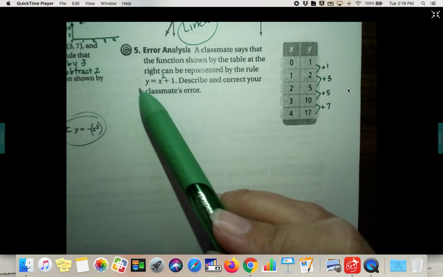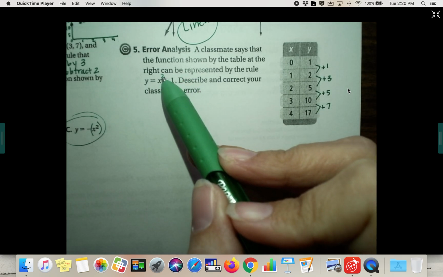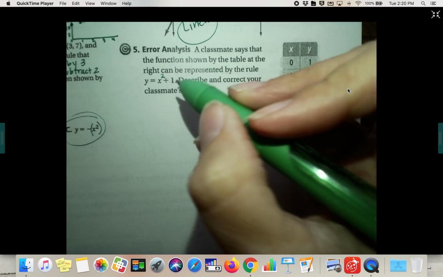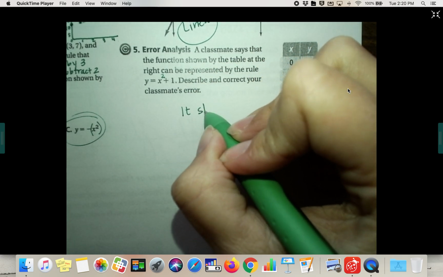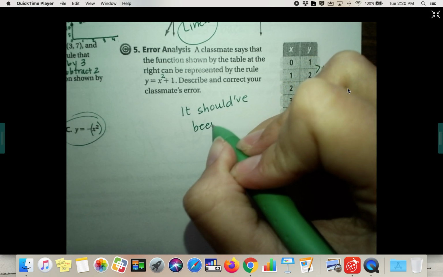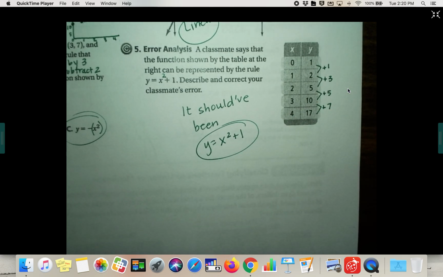So this is what my classmate forgot to do. Since this is not linear, it's going to be something like squared or cubed or something else. It's going to be nonlinear. So it should have been y equals x squared plus 1.